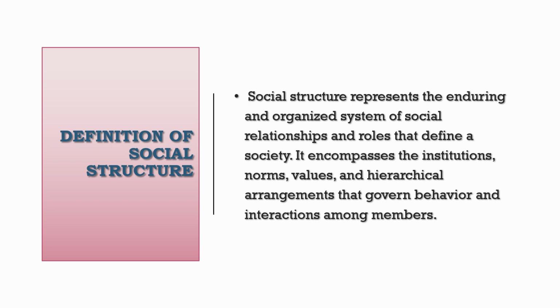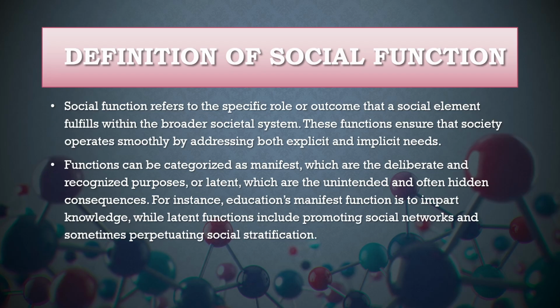For example, institutions like the family, schools, and the legal system form the social structure. Norms are unwritten rules about behavior, such as waiting in line or respecting elders. Hierarchies determine who has more power or status, like a boss versus an employee. This structure provides stability because everyone understands their roles and rules, making social life predictable.